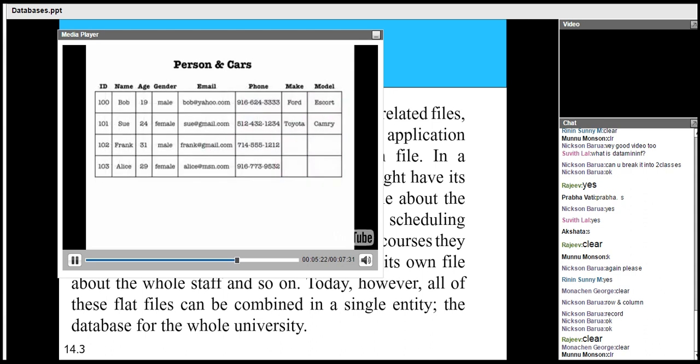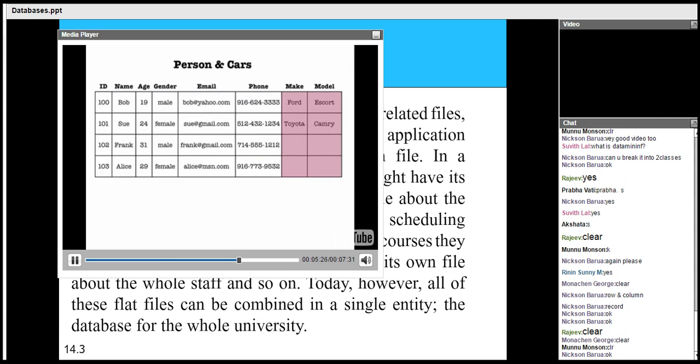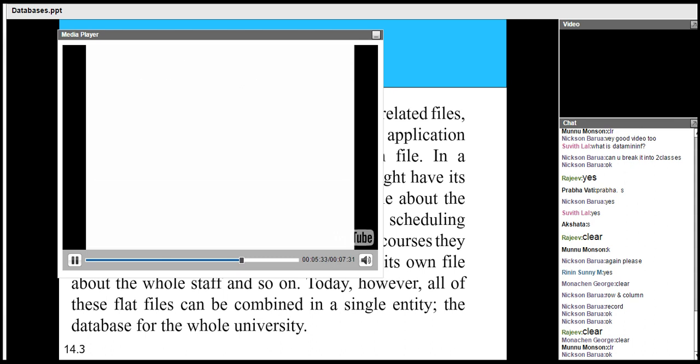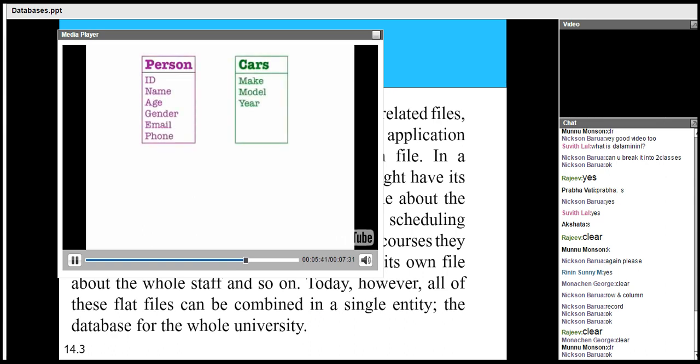Taking a step back, what we're really talking about here are 2 different things, people and cars. Cars are described by a set of attributes that are different from the set of attributes that describe people. Cars and people are really 2 separate entities. A person is described by their ID, name, age, gender, email address, and phone number. A car is described by its make, model, and year.